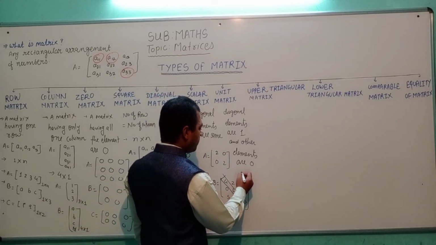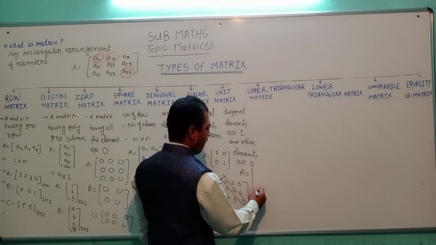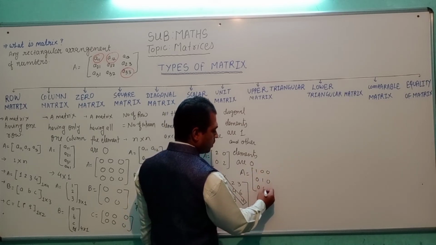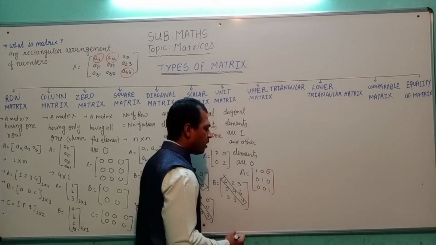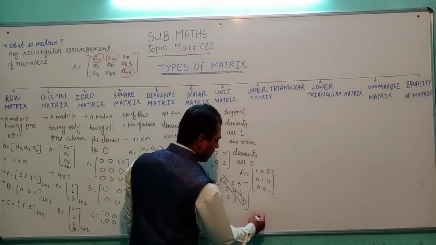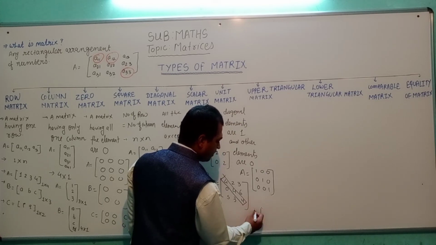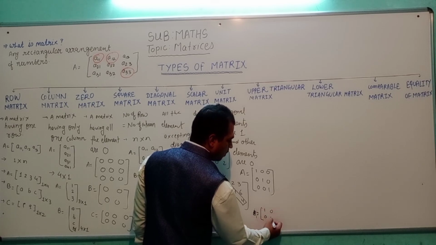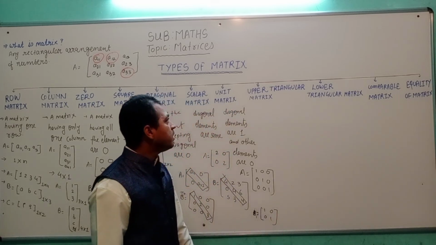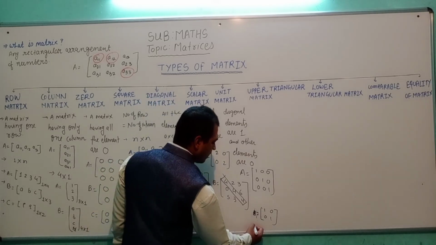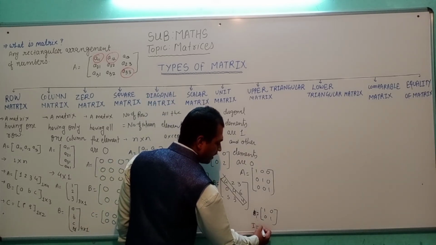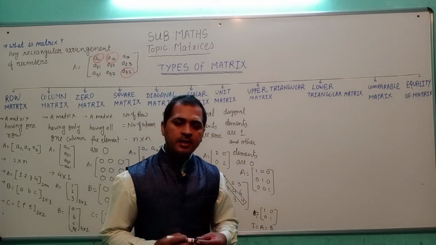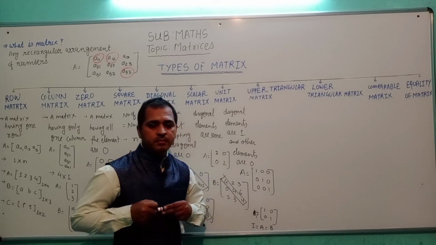See with an example. Suppose A is 1 0 0, 0 1 0, 0 0 1. This is what? A unit matrix. Another example, B: 1 0, 0 1. This is also a unit matrix. A unit matrix is generally represented by I. So in place of A and B you can write I. I means identity matrix.